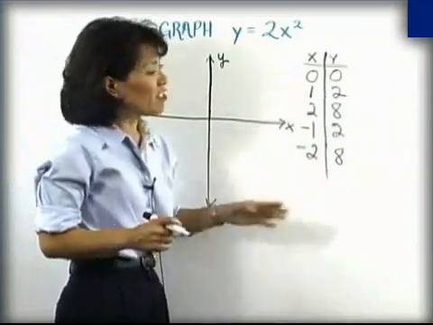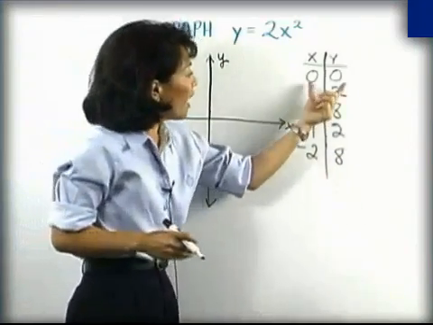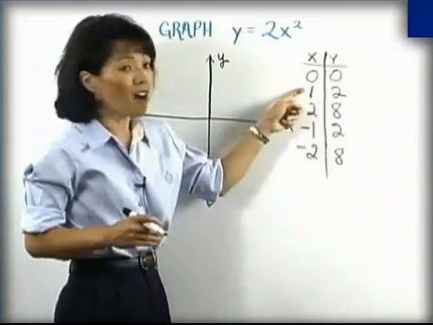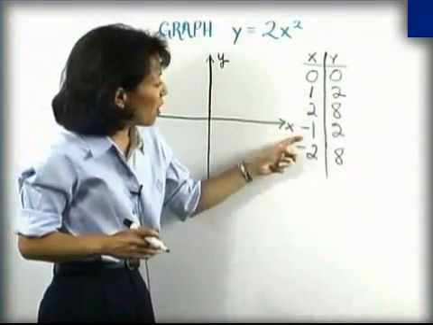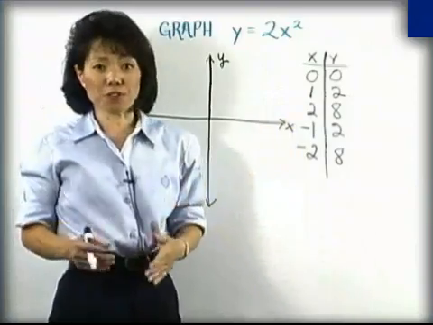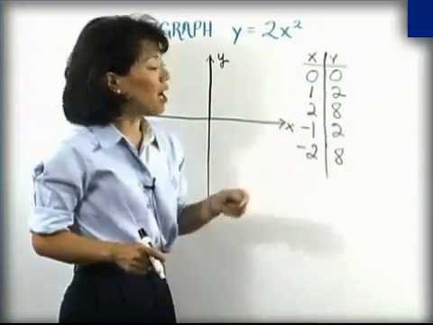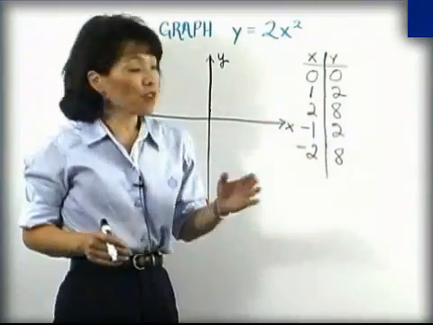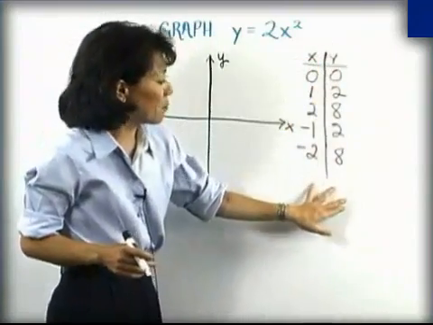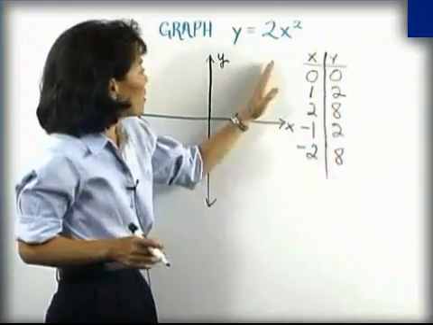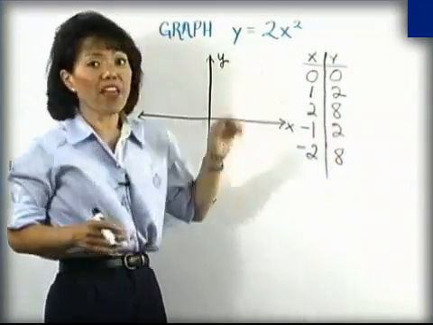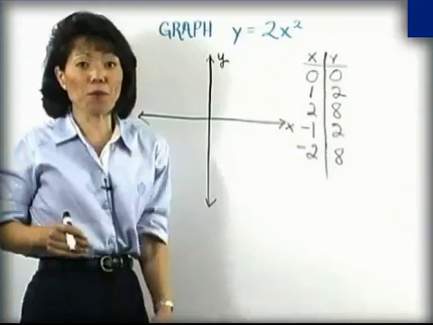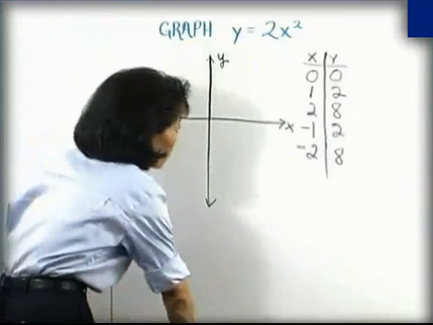Now, do you recognize a little pattern here? I have the ordered pair 0, 0. I have 1, 2, as well as negative 1, 2. I have 2, 8, as well as negative 2, 8. So it looks like what's going to happen when I plot these points is I'm going to be symmetric about that y-axis. What that means is I'm going to be equal distance with my points. So let's start to plot these.